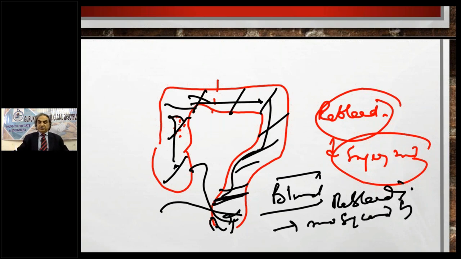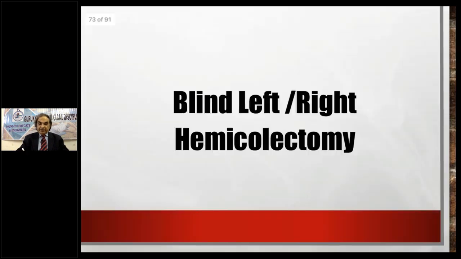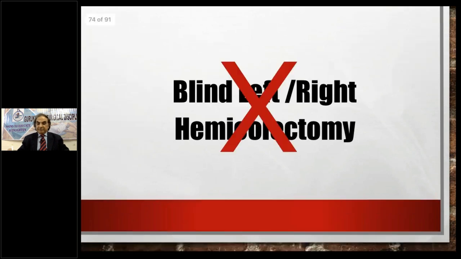And there are studies to show that this is more beneficial than doing blind hemicolectomies. That's what I'm saying. Must localize and treat. If you cannot localize, blind right hemicolectomy, no. Blind, subtotal then. That is what I was trying to indicate. Now, blind left or right hemicolectomies? The answer is, sorry, none of them.